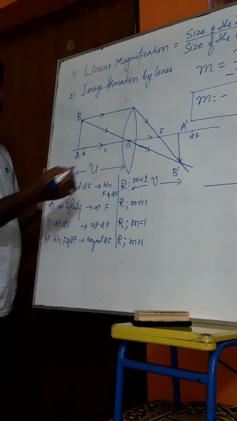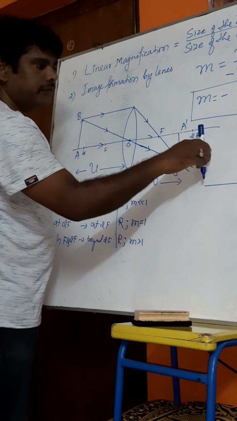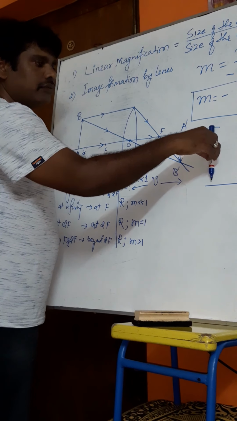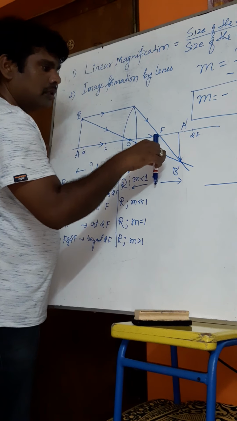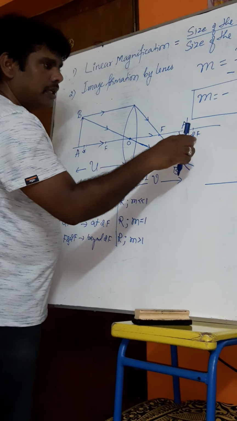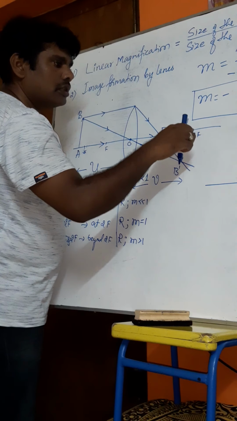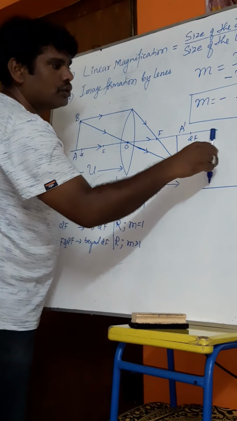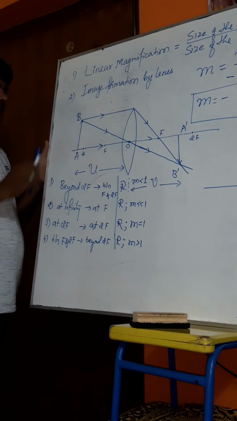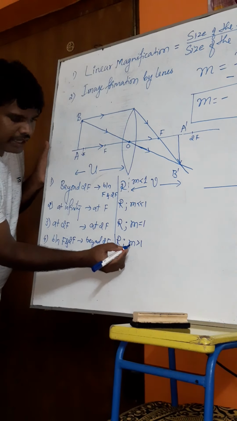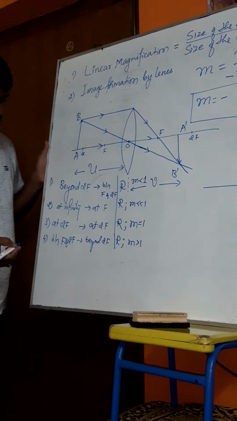Magnification is greater than 1. If the image is formed behind 2f, the size goes on increasing. Here it is small, here it is equal. If it moves behind 2f, the size goes on increasing when compared with the size of the object. That's why the magnification becomes greater than 1.